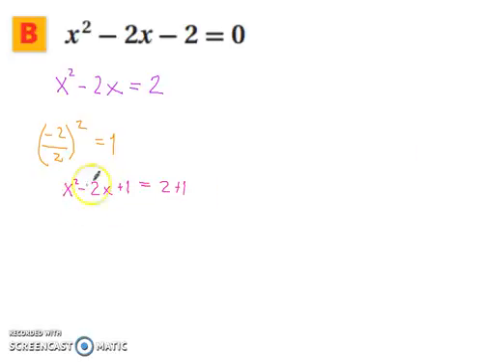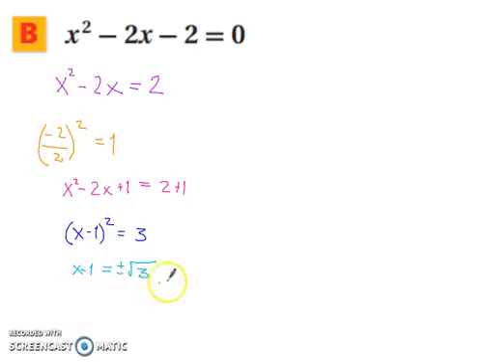Next step, we can factor the left-hand side and simplify the right. So we end up with x minus 1, that quantity squared, equals 3. So now we take the square root of both sides. So we end up with x minus 1 equals plus or minus the square root of 3.